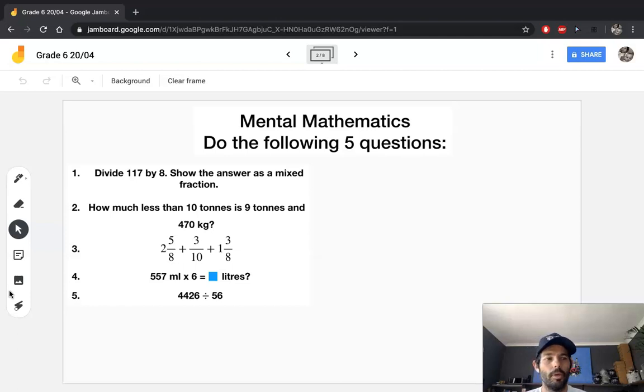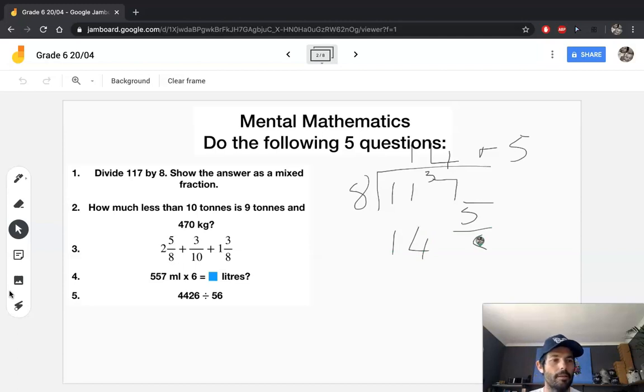So question number 1 we can do through normal division. Okay, so we can say it's short division, so we can use this method. That's not a problem. Okay, so 8 doesn't go into 1. It goes into 11 once. Okay, and that leaves me with 3. And then 8 into 37. 8, 16, 24, 32 is 4 times. Okay, and we're left with a remainder of 5. So to write that as a mixed fraction, 14 and 5 over 8.